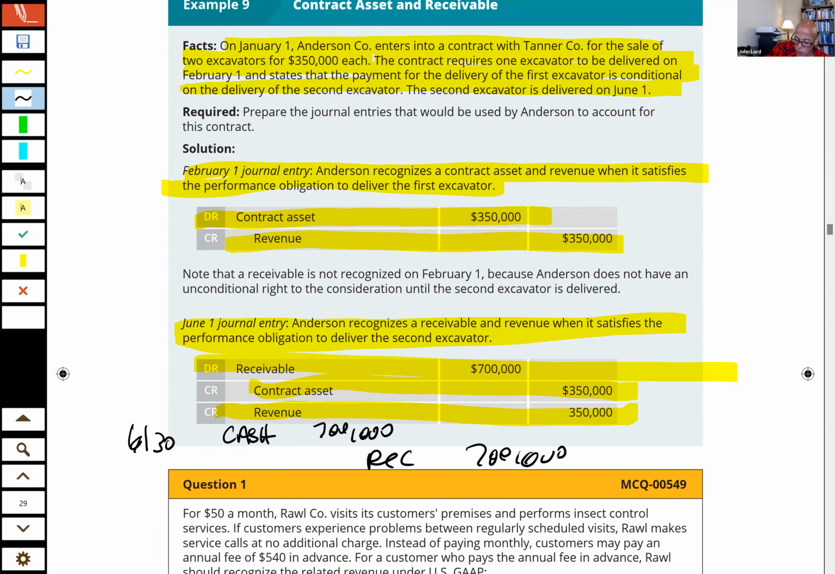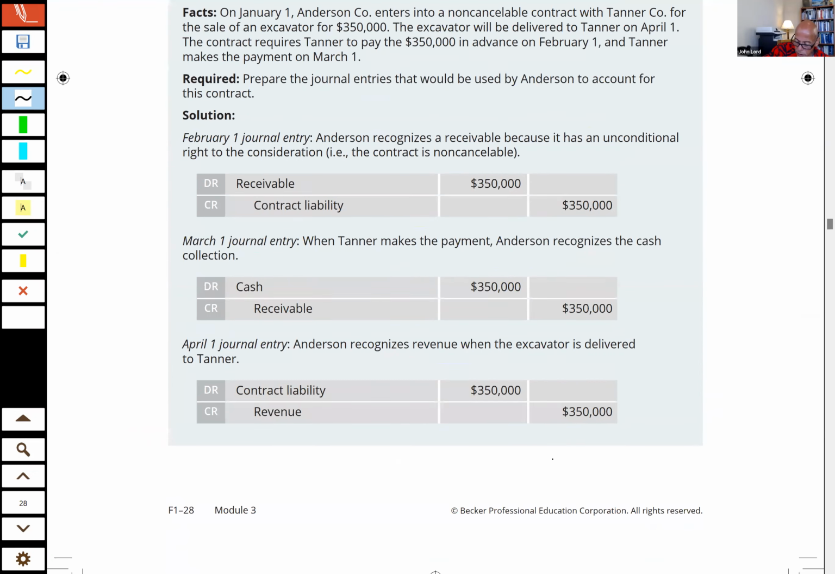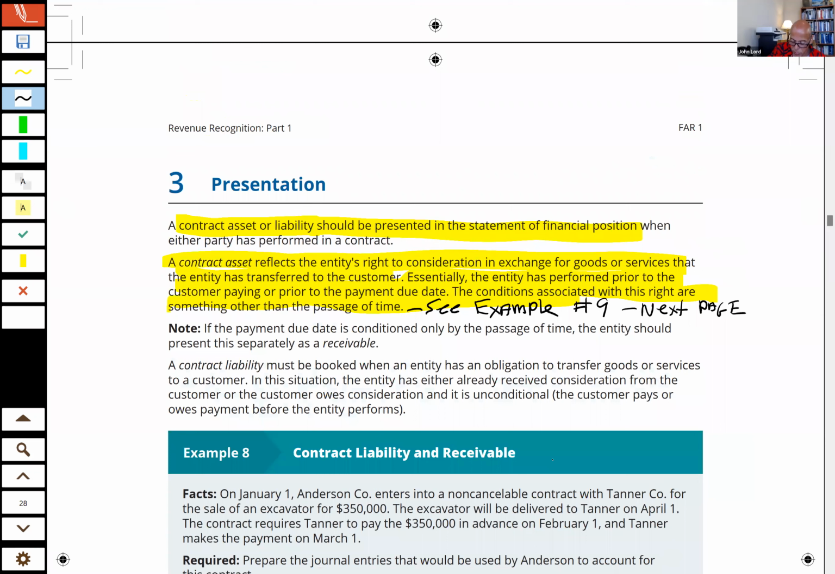Okay, good. So now come back up because we're going to look at the liability here in a second, contract liability. But note here what we just saw there. If the payment date is conditional only by the passage of time, then we can book the receivable, right? So when we were just waiting for the payment, when it was conditional on the delivery of the second excavator, it was a contract asset. We were just waiting for the payment after we performed everything we needed to on the contract, then it was a receivable.